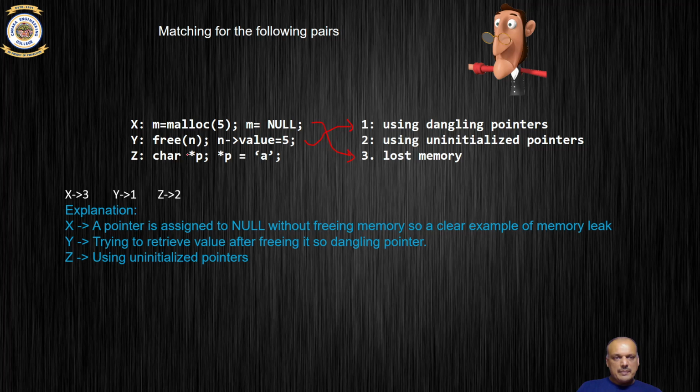So what is happening in y? You are freeing n memory spaces. You are freeing the memory pointed to by the pointer n, and then you are trying to initialize the values of these, or one of them, to 5. So this is called a dangling pointer.